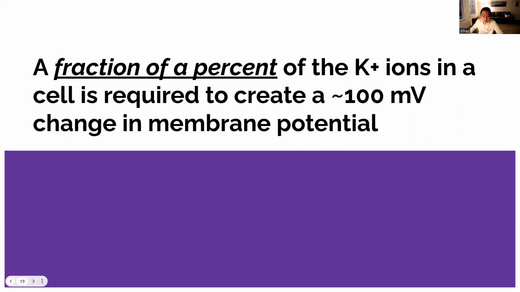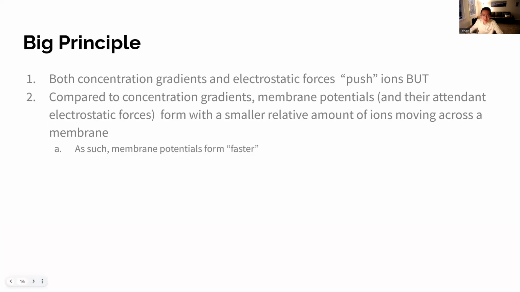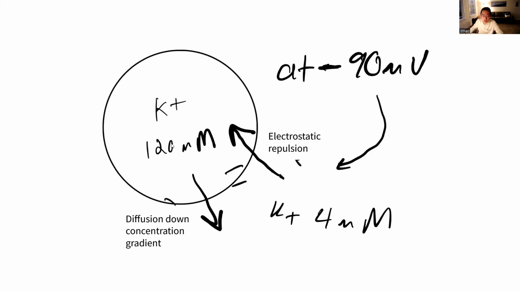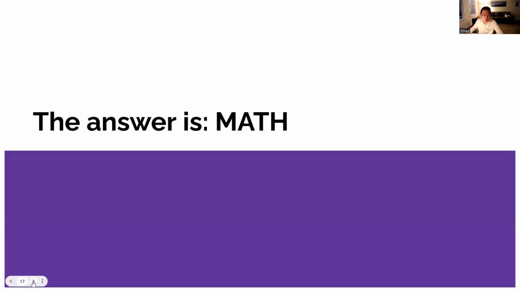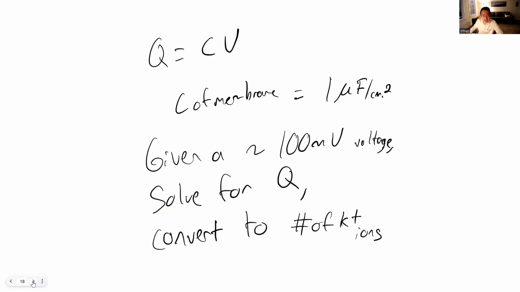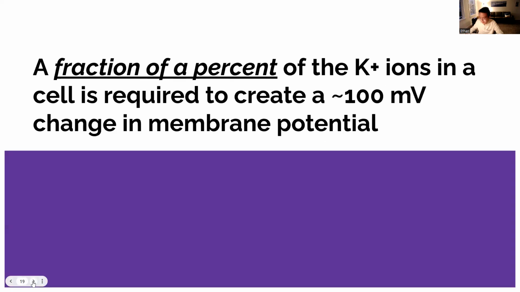And remember, that's a pretty significant potential because only negative 90 millivolts is required to oppose a concentration gradient that's already very significant. A negative 90 millivolts membrane potential is enough to oppose a concentration gradient of 120 micromoles to 4 micromoles. That's like a 30x difference. So that concentration gradient forms fast. That membrane potential forms fast and is strong.